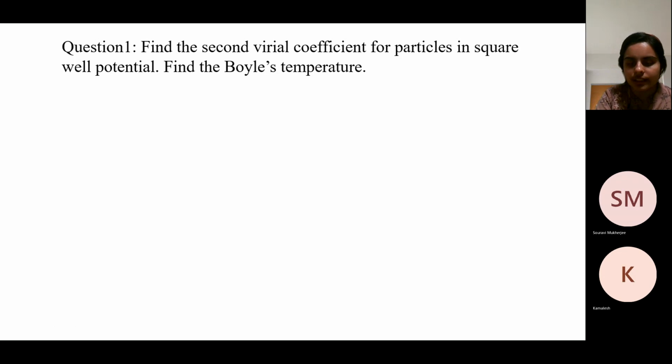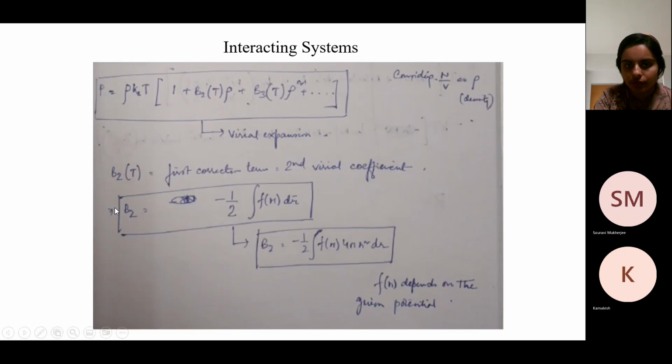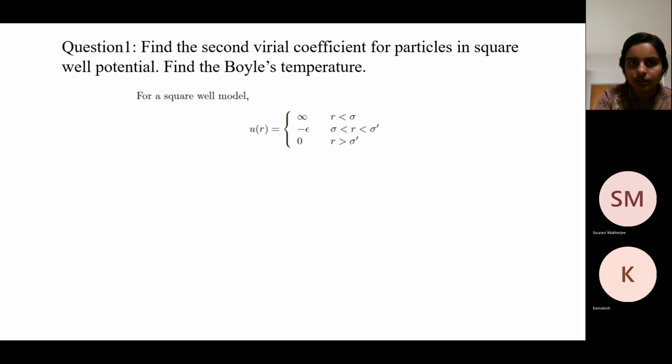So what you have to do is, you know the expression for f of r. f of r is e to the power minus beta v minus 1. And then in place of v, you have to substitute the values depending on the potential that is given here, and do the integration. So what do you get? Can you try solving it? Okay. Yeah.